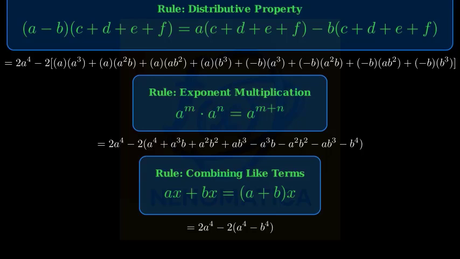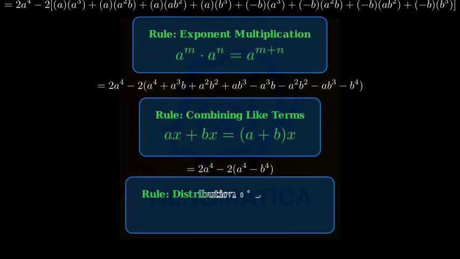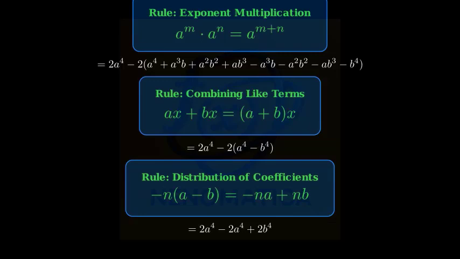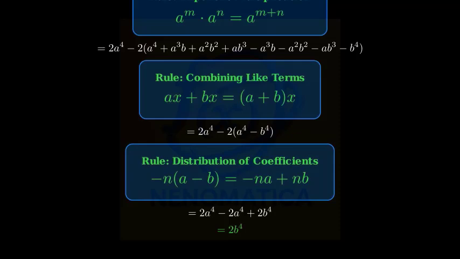Now, we'll distribute the negative 2 to the terms inside the parentheses. Negative 2 times a to the fourth power gives us negative 2a to the fourth power. And negative 2 times negative b to the fourth power gives us positive 2b to the fourth power. In our final step, we combine like terms to simplify the expression further. 2a to the fourth power minus 2a to the fourth power equals 0, leaving us with just 2b to the fourth power as our final answer.